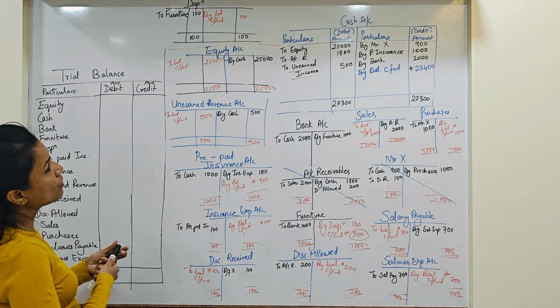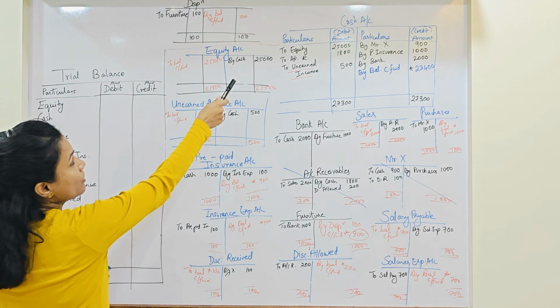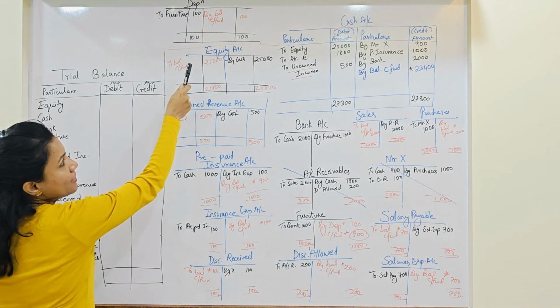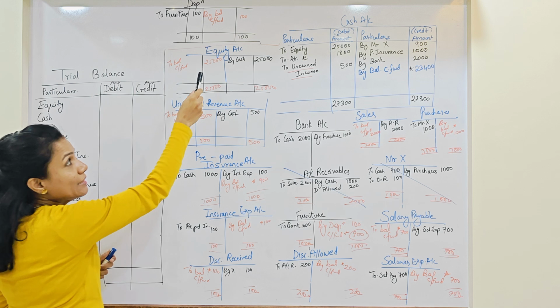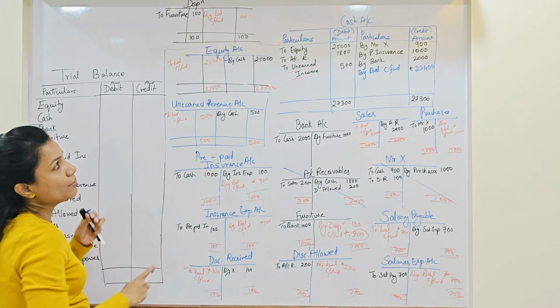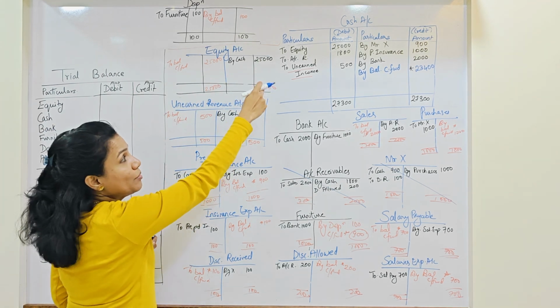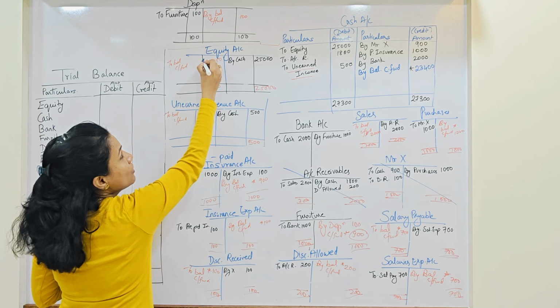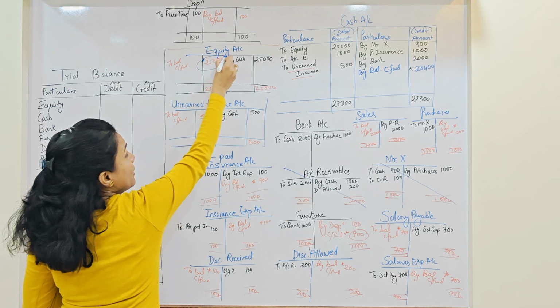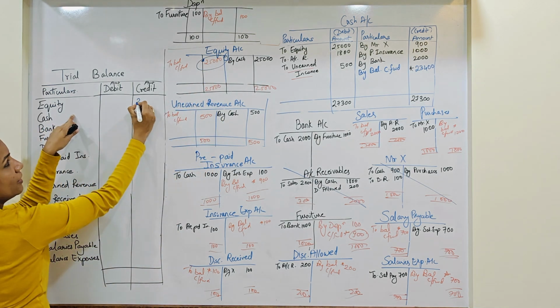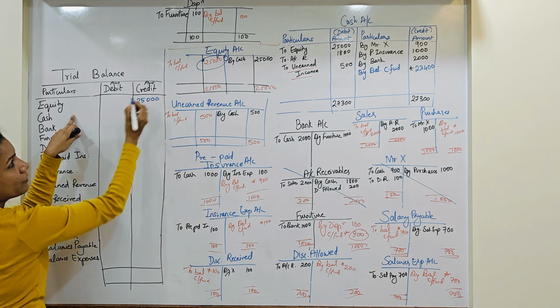Equity. Does the equity account have a debit balance or a credit balance? Now see, in the equity account, the balance carried forward of 25,000 is written on the debit side, but it actually represents a credit balance. Why? The credit side was heavier and we just took this balance. So I will write this on the credit side, 25,000.